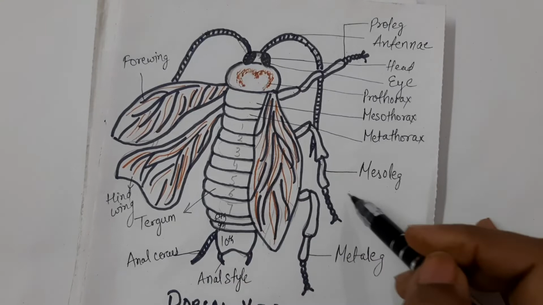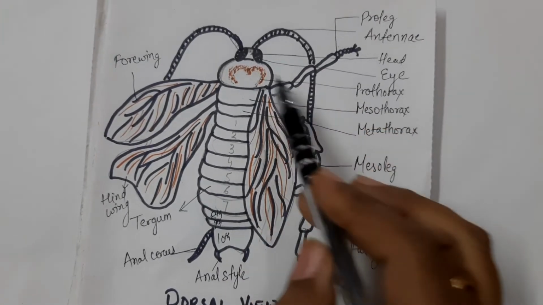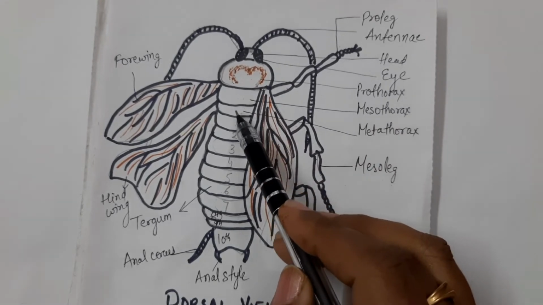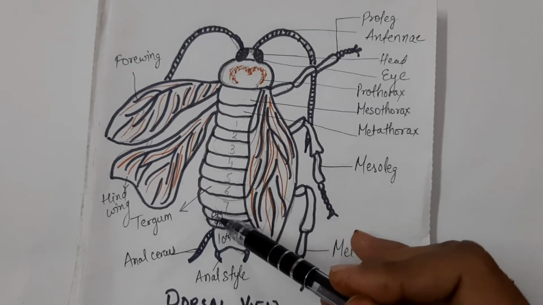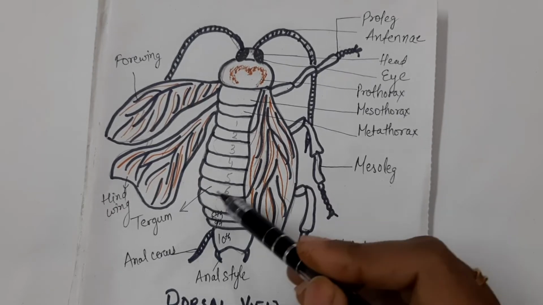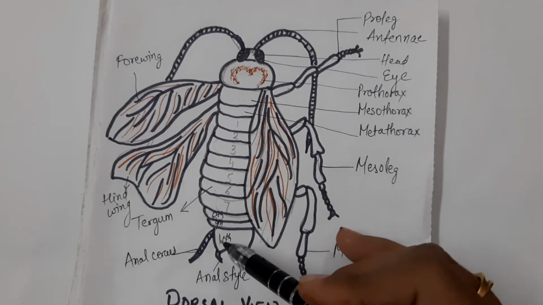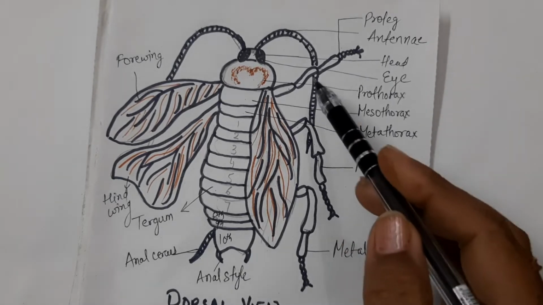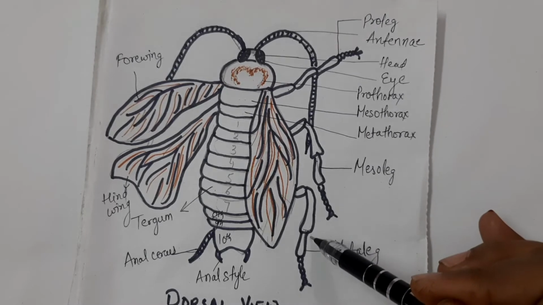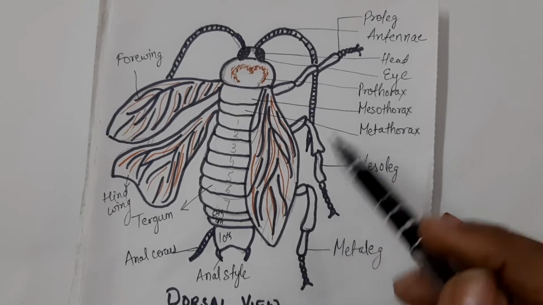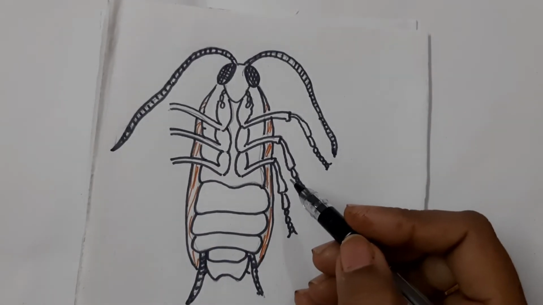So this is the structural detail. Head, then this is the compound eye, antenna, prothorax, mesothorax, metathorax. Abdomen up to the 7th segment. 8th, 9th, 10th is the lower part of the abdomen. Then the abdomen has the tergum. Anal cerci or anal style. Legs: the upper one is the pro leg, meso leg, meta leg. This is the dorsal view of the cockroach. Now the ventral view of the cockroach.